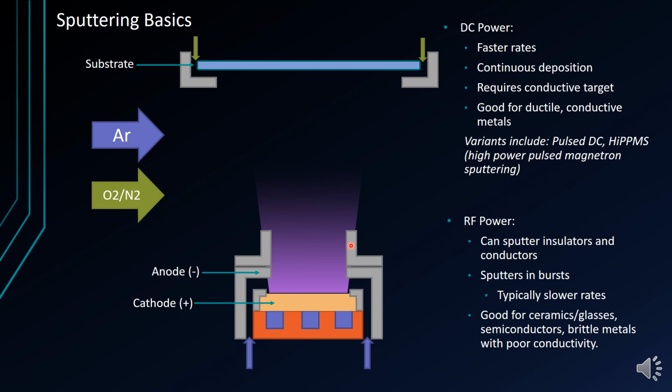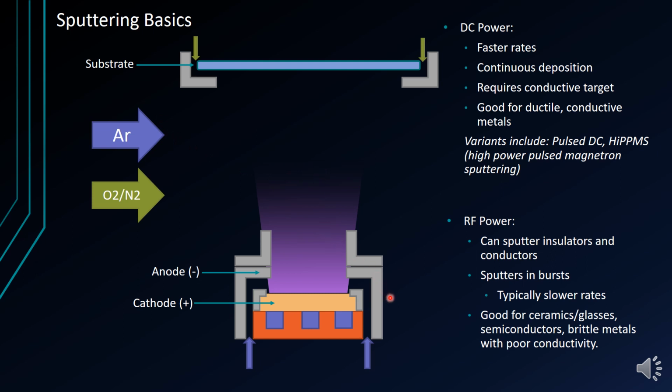This shield serves a few purposes in this gun design. One important purpose is to enable the use of what is called a gas injection ring. When used, process gas flows up through the gap between the shield and the target, creating a higher localized pressure right at the target surface when compared to the rest of the chamber.